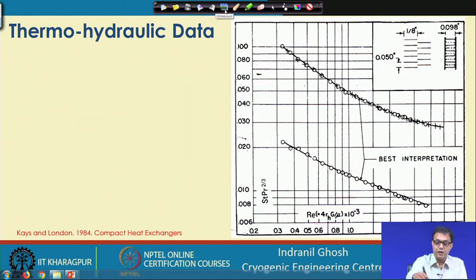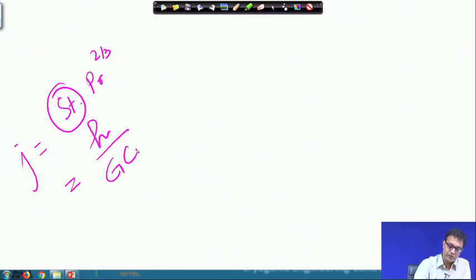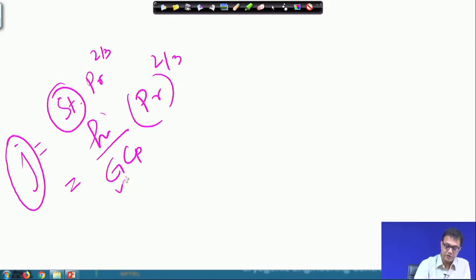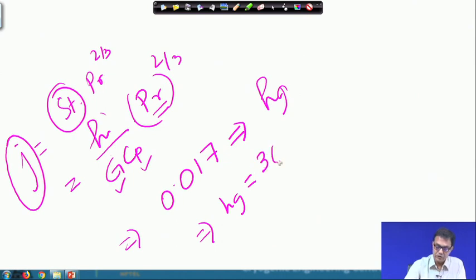Now, J we have seen as the Stanton number into Pr to the power 2/3. The Stanton number is h by G Cp. Since we know J, and we have already estimated G, Cp, and Pr, all these values are known. So for J corresponding to 0.017, we can find the heat transfer coefficient for the gas side, and you will find that hg comes out to be 360.83 watt per meter square Kelvin.